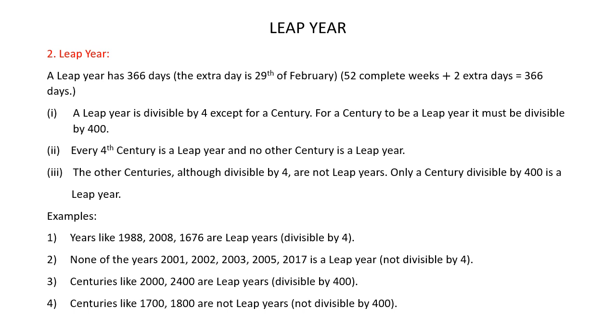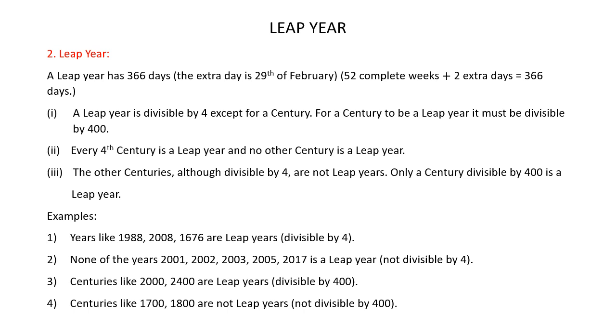For example, the years like 1988, 2008, 1676 are leap years because they are divisible by 4. Now years like 2001, 2002, 2003, 2005, 2017 are not leap years because they are not divisible by 4.